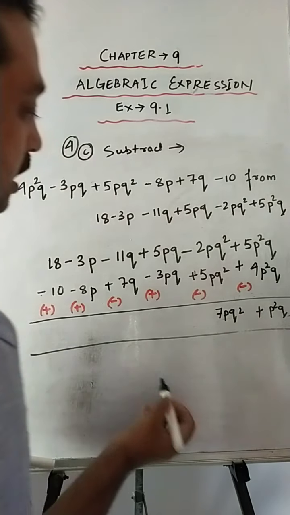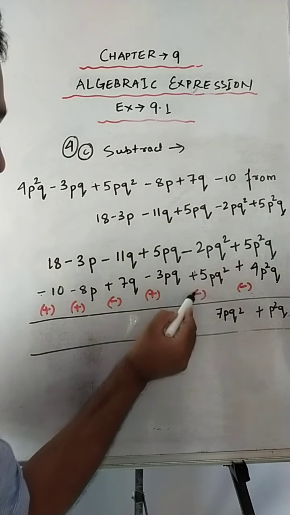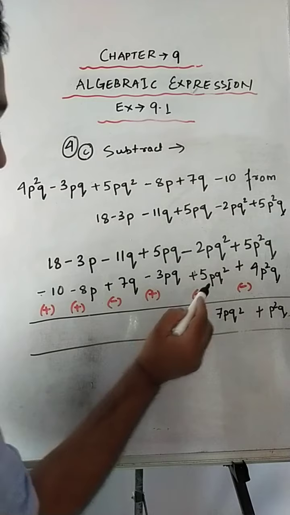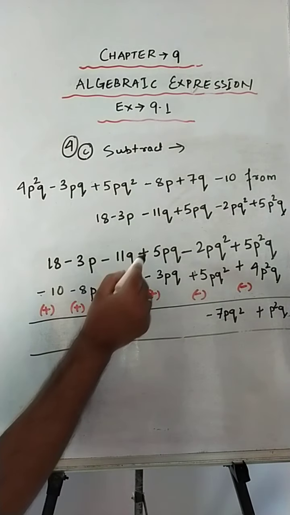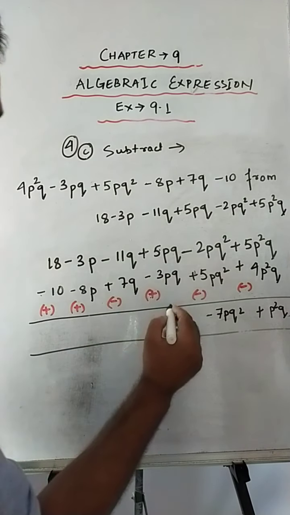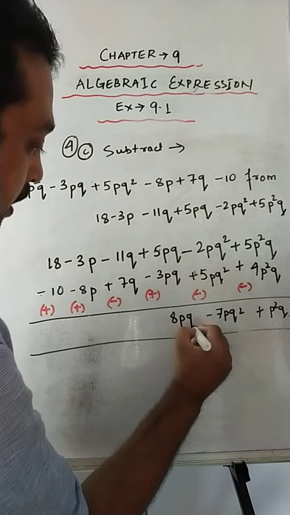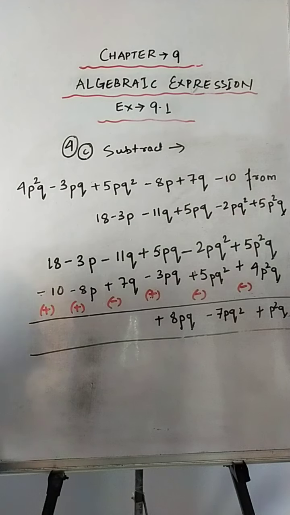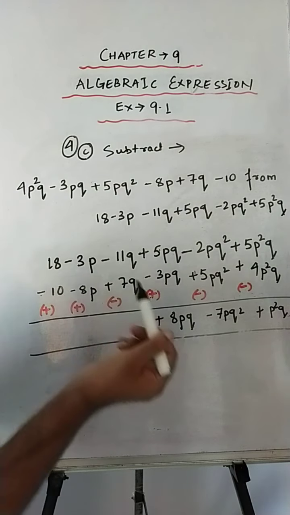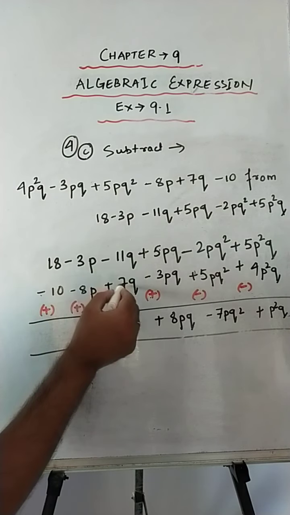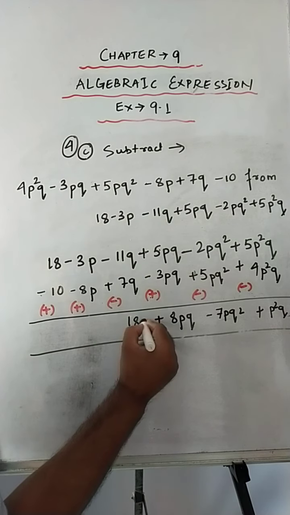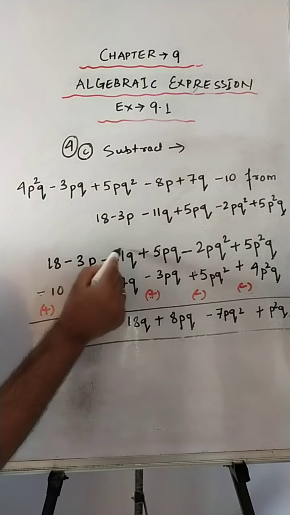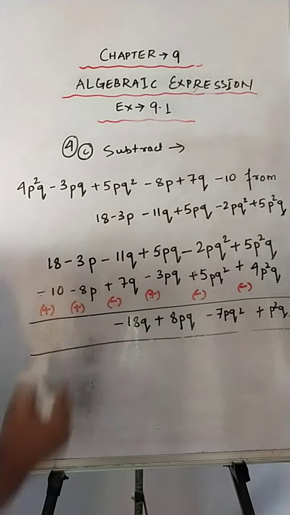7pq square. Now which number is greater? 5, and 5 is having which sign? Minus sign, not this sign, minus sign. So we'll put minus sign here. Plus plus is plus, 5 plus 3 is 8. 8pq, which number is greater? Obviously 5, it is having plus sign, so we'll put plus sign here. So minus minus is plus, 11 plus 7 is 18. 18q. Now which number is greater? 11, it is having minus sign, so we'll put minus sign here.